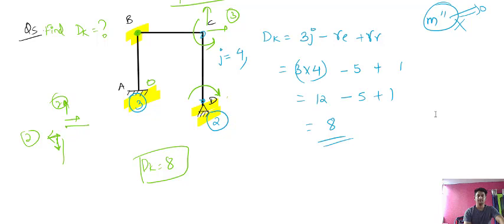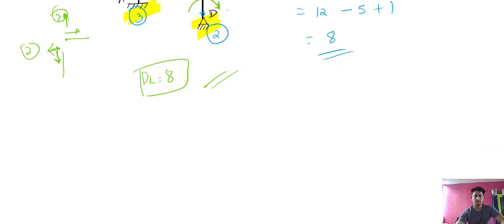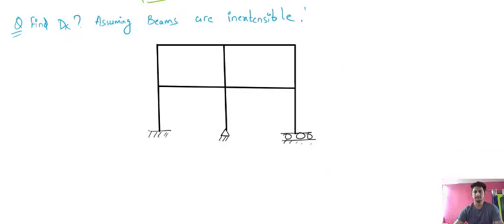Okay, 4 and 4 8. This is how you can calculate directly. Now, in this numerical, we need to find the value of dk. Find dk assuming beams are inextensible, meaning the beams are axially rigid. Now we need to consider the members that are axially rigid.